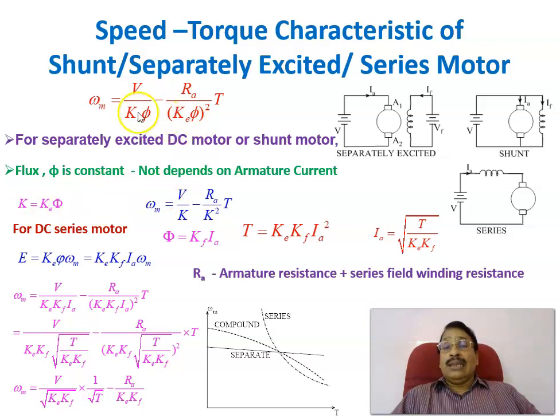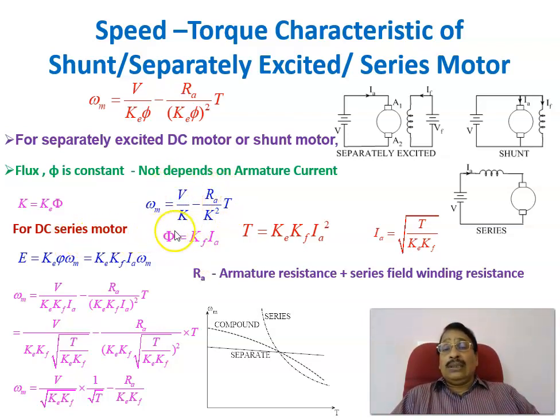Therefore, the generalized equation for speed and torque becomes, for a separately excited motor and a shunt motor, omega M equal to V by K minus Ra by K square into torque. This is the equation for a shunt as well as a separately excited DC motor.